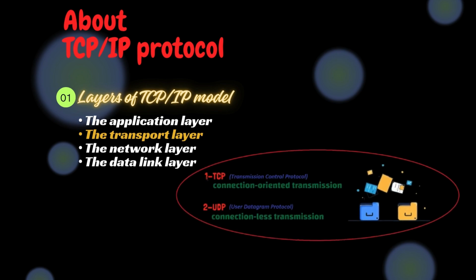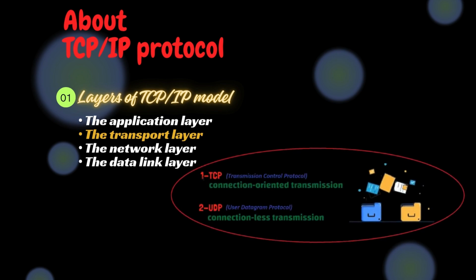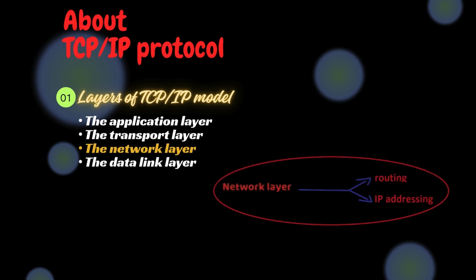The transport layer is responsible for delivering data between devices. TCP provides reliable communication by checking for errors and ensuring all data arrives in order. UDP, on the other hand, is faster but less reliable. It's used for real-time services like video calls and online gaming, where speed matters more than perfection.